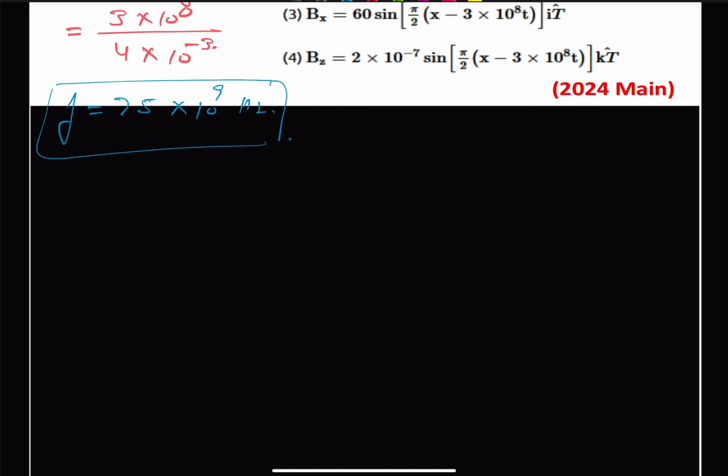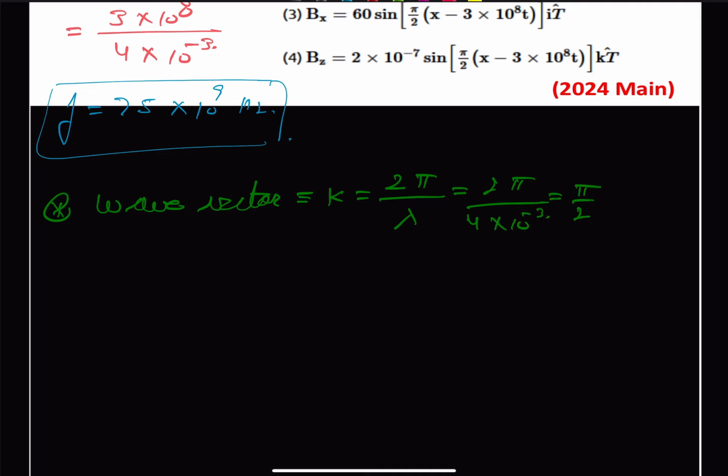Let's find our wave vector. The wave vector, which is represented as k, is equal to 2π upon lambda. So this is 2π upon 4 × 10^-3. This gives us π/2 × 10^3 per meter.